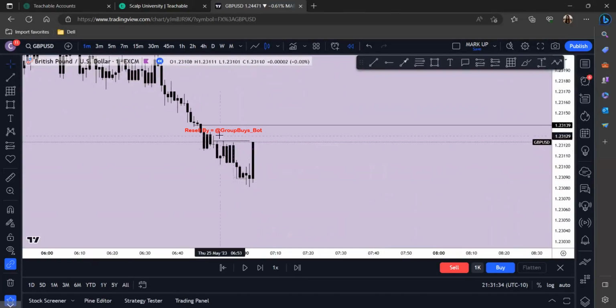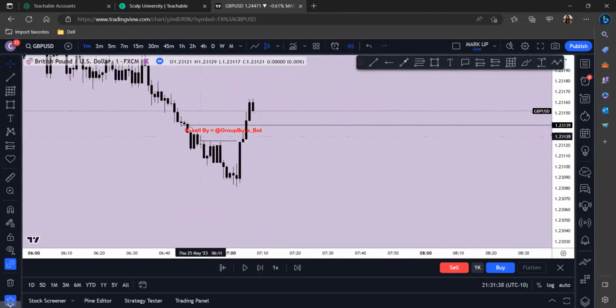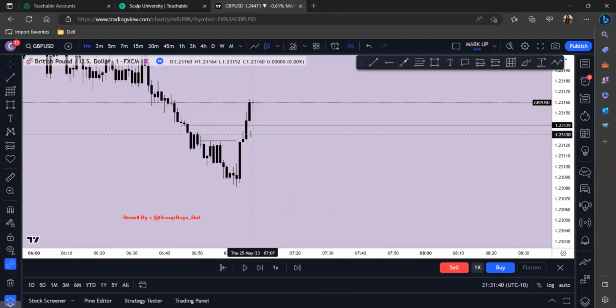So like I said, we're pushing with strong volume. So let's see what happens next. Okay, so price did break this area.